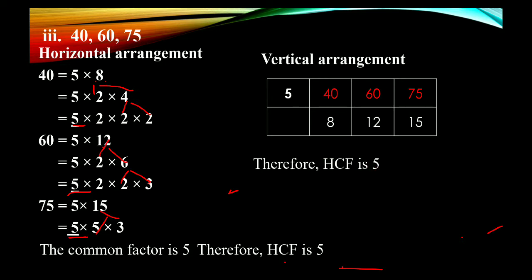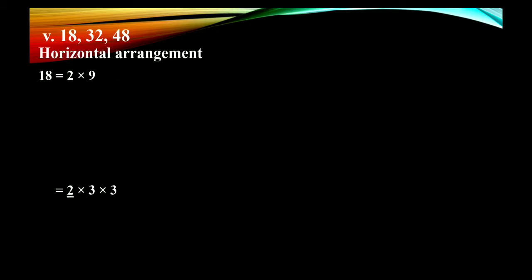Okay. Now, we will solve one more example. So now we have 3 numbers here, 18, 32 and 48. First, we will do the horizontal arrangement. So we have 18 here. 18 can be written as 2 into 9. So 9 can be further factorized as 3 into 3. I hope, children, you are getting it now.